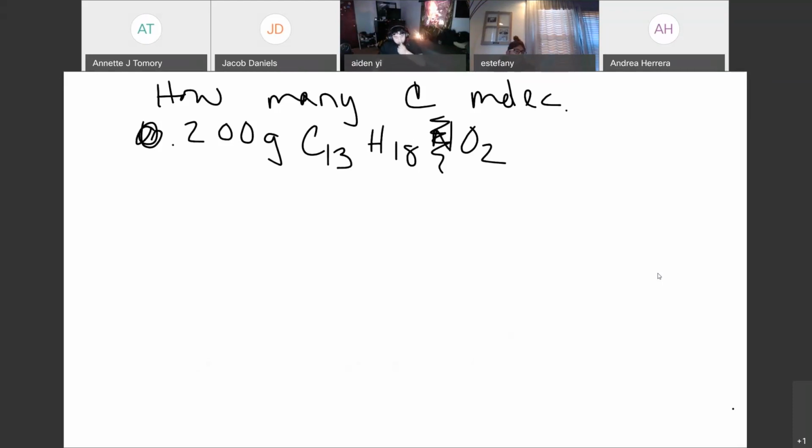So with this one, it's saying how many molecules are in this, right? This is actually a two-stepper. We have grams and we have molecules. We'll need two different conversion factors for this. So what's the conversion factor for molecules? I think Jacob said this one earlier.